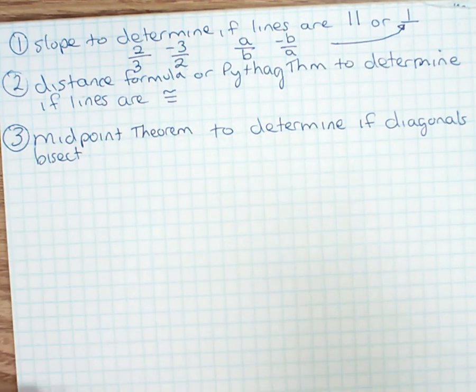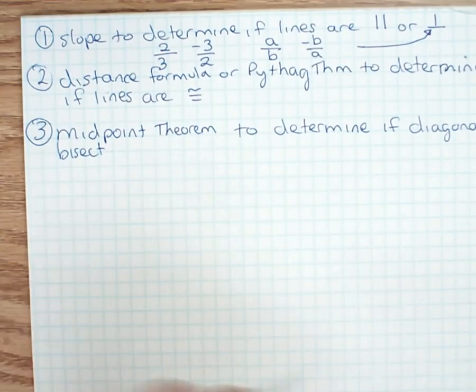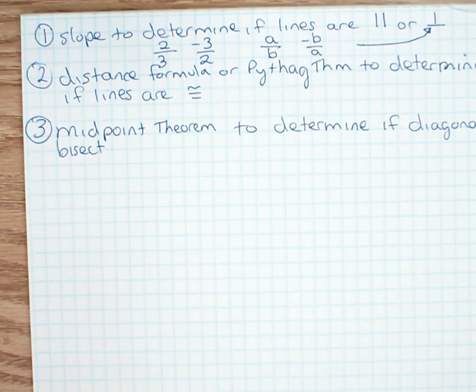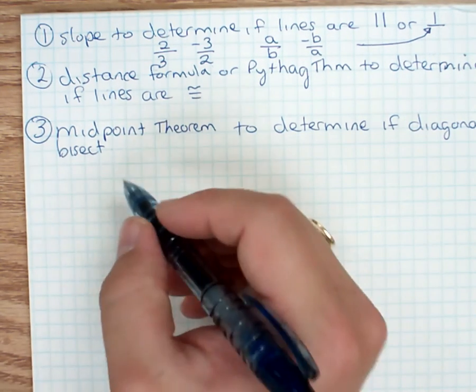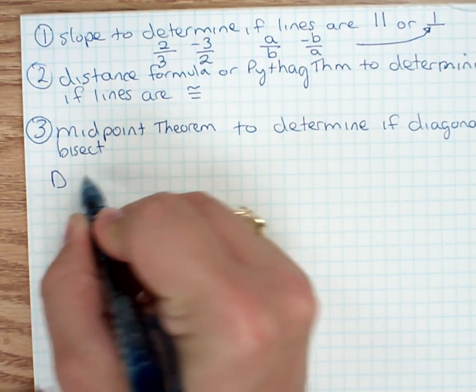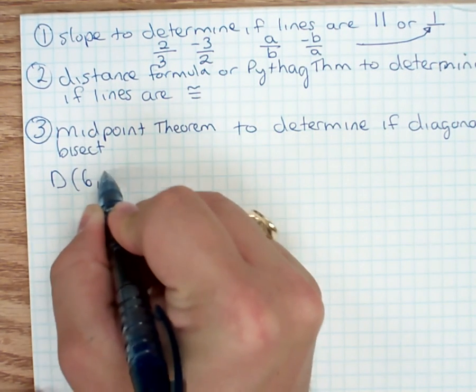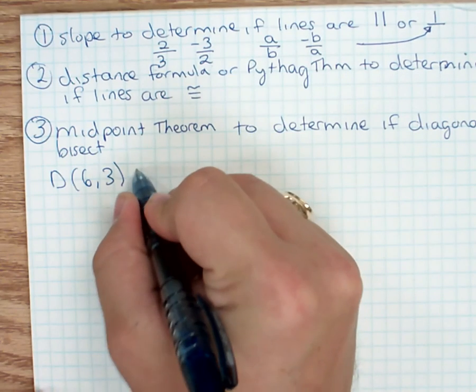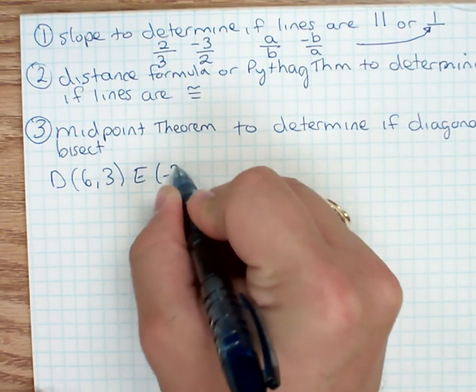But I'm going to just draw these on here and draw an XY coordinate axis by myself. All right, so this first one, we're going to have point D, which is 6, 3. E, which is negative 3, 9.